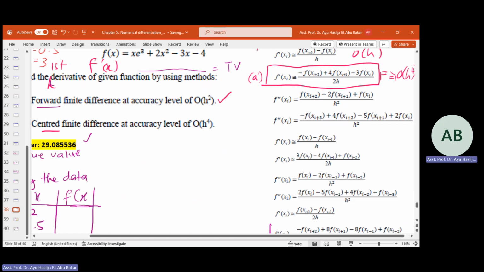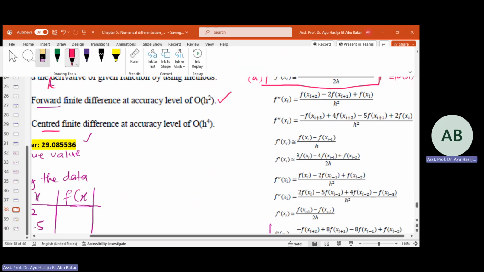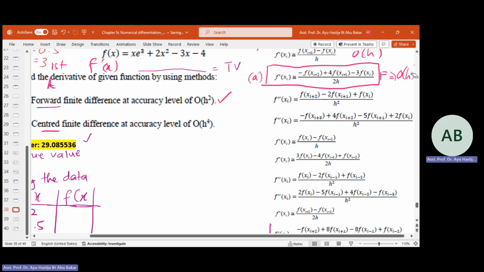Sorry, here is O(h^2), not O(h^4). Sorry, this is O(h^2), not O(h^4). Centered, we need O(h^4). Okay, B, we need centered at O(h^4).